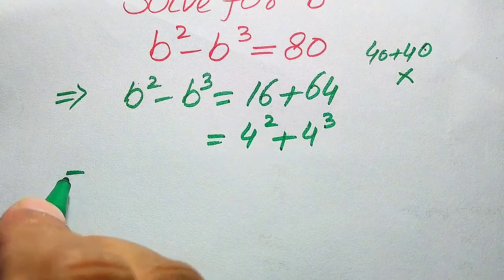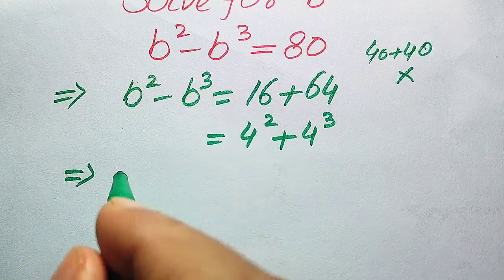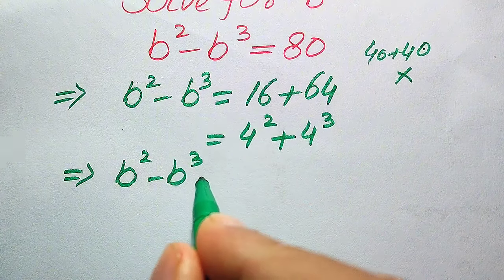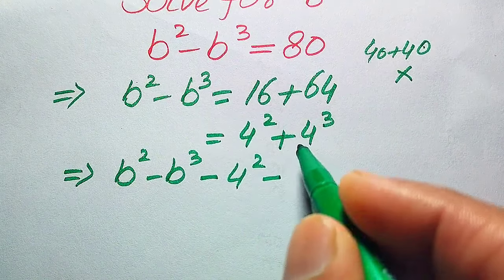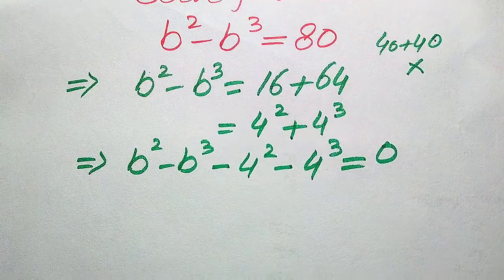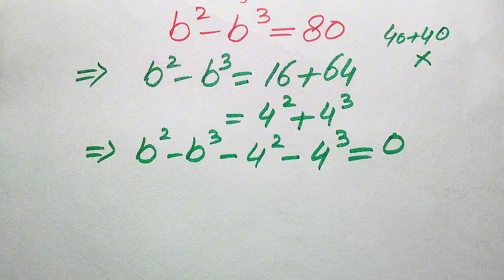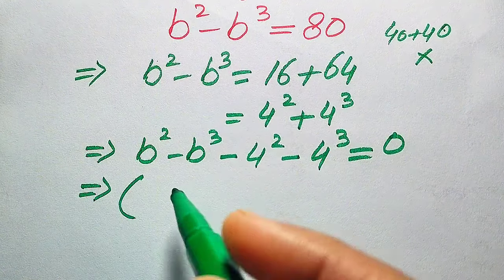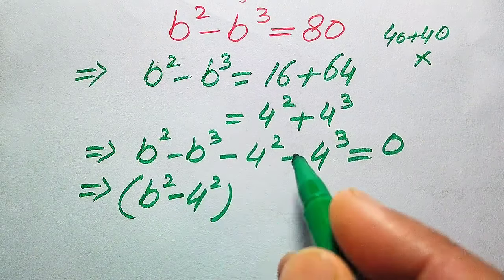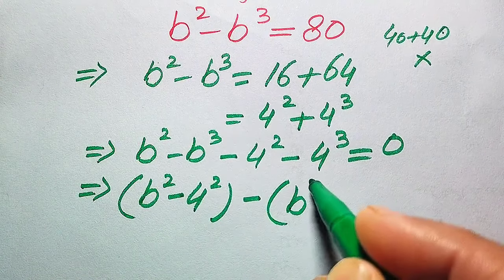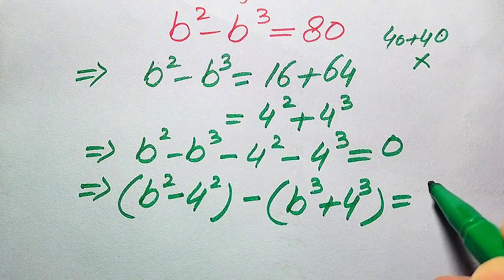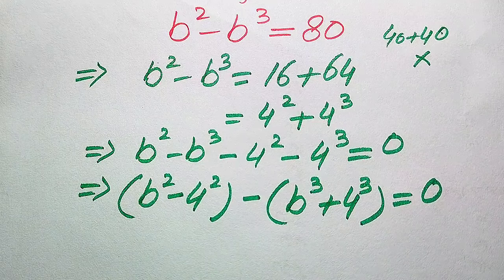And further in the next step, we move the terms from the right hand side to the left hand side and it will be written as b square minus b cubed. This is plus 4 square, which becomes minus 4 square. This is plus 4 cube, which becomes minus 4 cube, and this whole equation is equals to 0. And further in the next step, we need to make the pair of square terms as well as the cubic terms. So first we have b square minus 4 square, and here we need to take a common negative sign. We get the remaining values b cubed plus 4 cubed, and this whole equation is equals to 0.